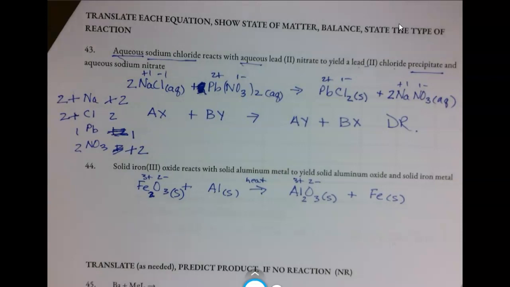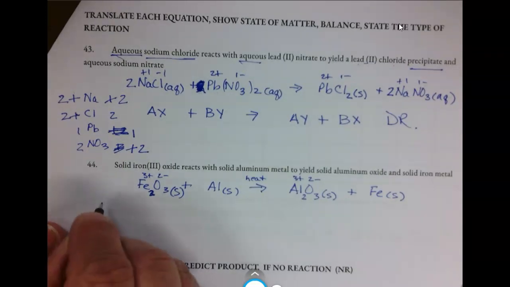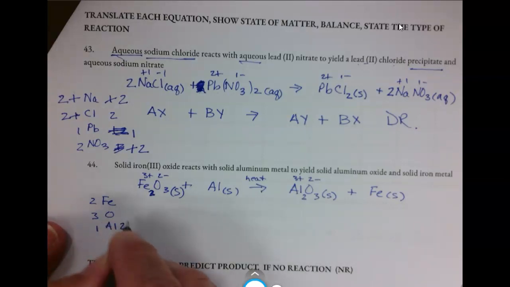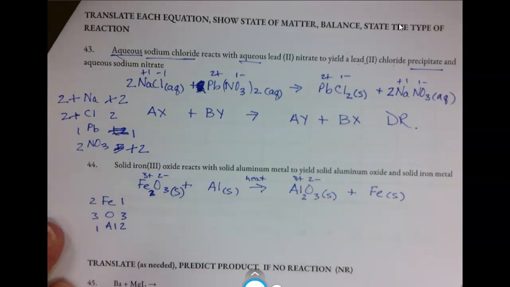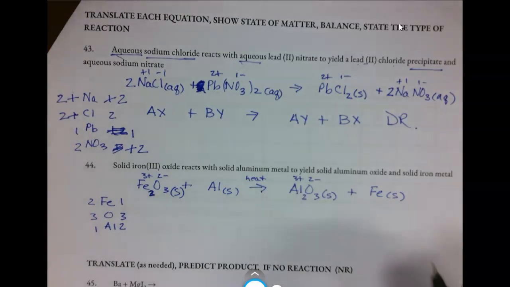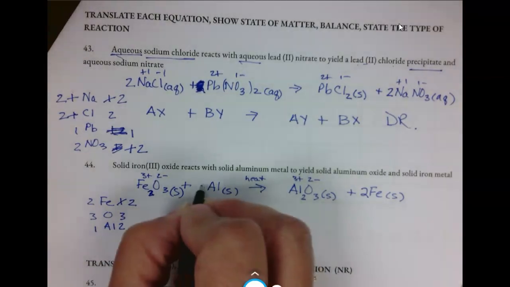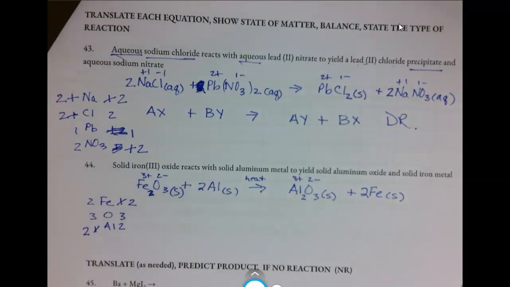So again, the rest of it is just now to balance, if you've already did that, iron, oxygen, and aluminum. So I have 2 iron, 3 oxygen, 1 aluminum. I have 2 aluminum, 3 oxygen, and 1 iron. So in this case, I'm going to need to put a 2 here for the iron, which makes it really easy, and a 2 in front of the aluminum, which makes it really easy. So that one was a pretty easy one to balance on there. Okay, so good luck on that one.